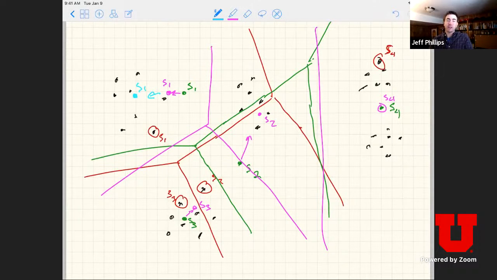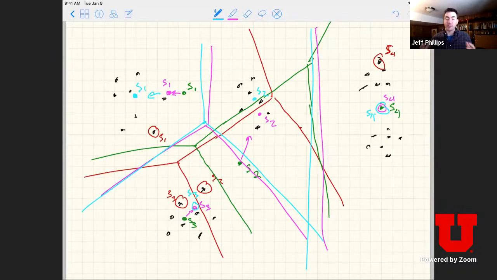S1 is now going to be in the center of this clump. S3 is going to stay in the same spot. S2 is going to center a little bit over here. And S4 is going to be in this spot again. Okay, and now I'm going to get a Voronoi diagram, which will be slightly shifted over here, but is basically going to be stable. At this point, I'm going to stop, right?